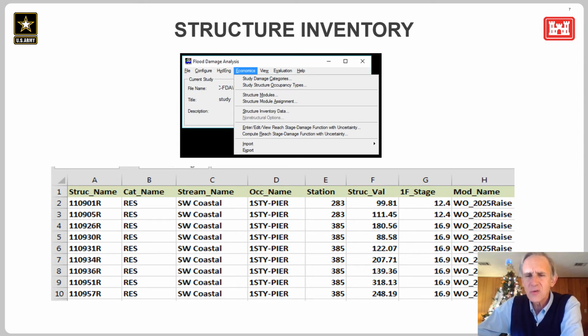Station number is about its location in terms of the H&H stage-probability relationships. The value is usually shown in thousands, so that's $99,810, and of course, that's depreciated replacement cost. The first floor elevation can be shown with the ground and the foundation height separate or all as one, and in this, we just did all as one. And then a module name, and we'll talk about how those are used, especially for non-structural analysis.